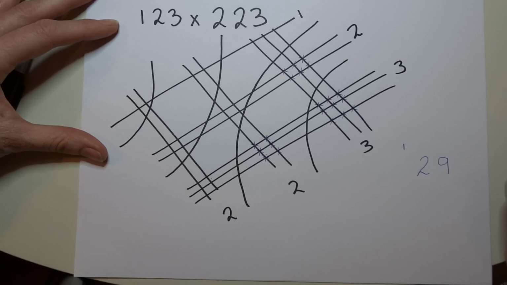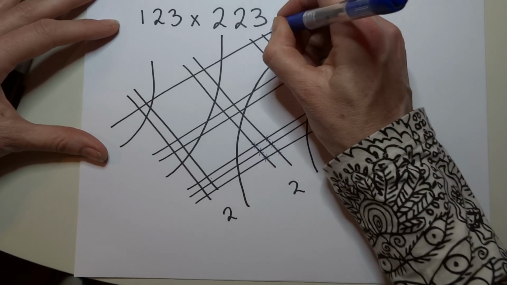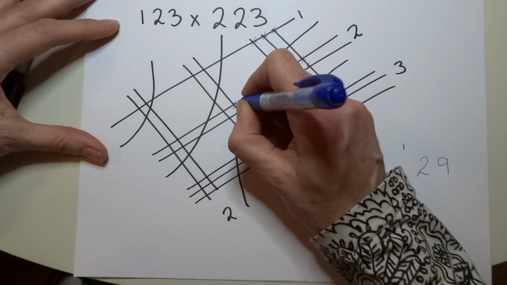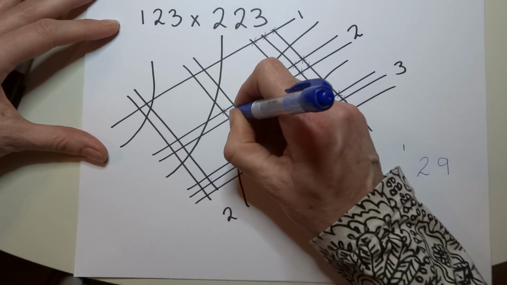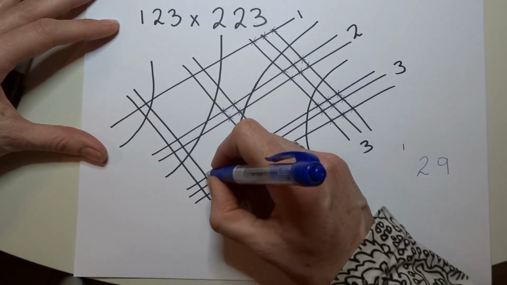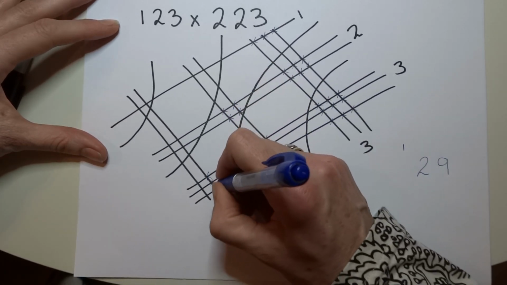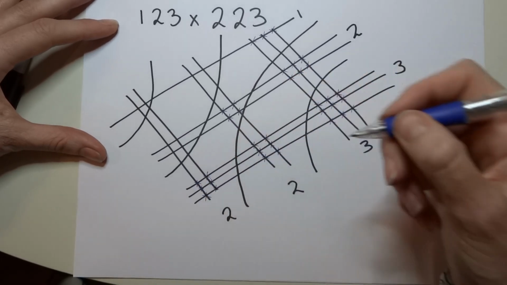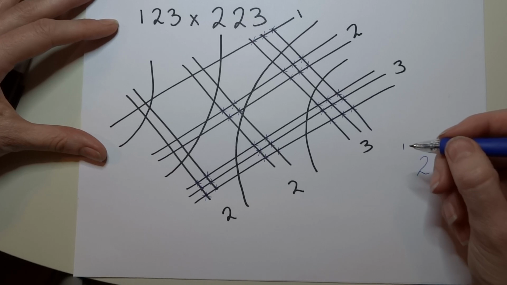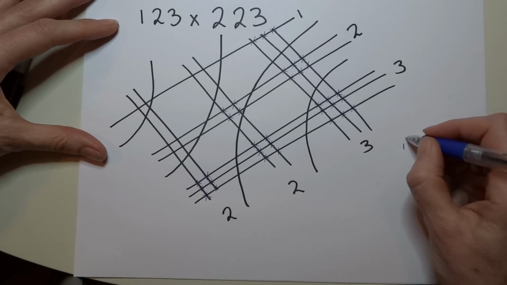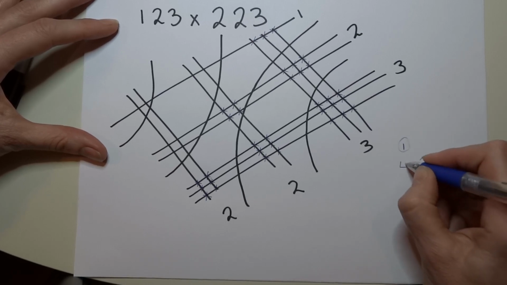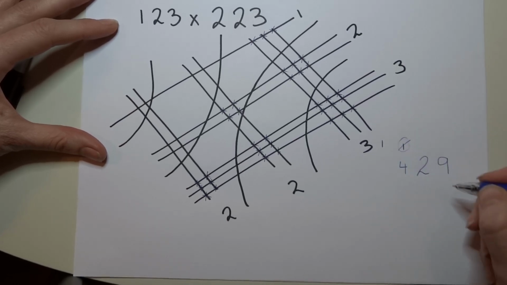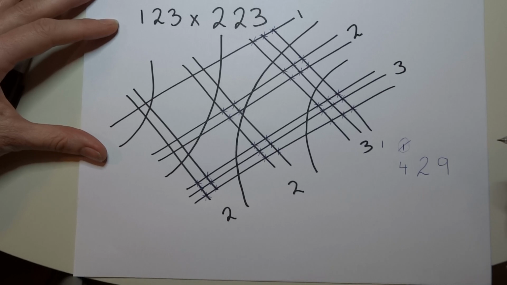Where do we have our hundreds? Well, we have 1, 2, 3 lines crossing up here, 4, 5, 6, 7, 8, 9, 10, 11, 12, 13. So we have 13 hundreds plus the one that we had here. So we get 14 in total. Put down the 4, carry the 1 over to the next number. This 1 we have remembered to add.